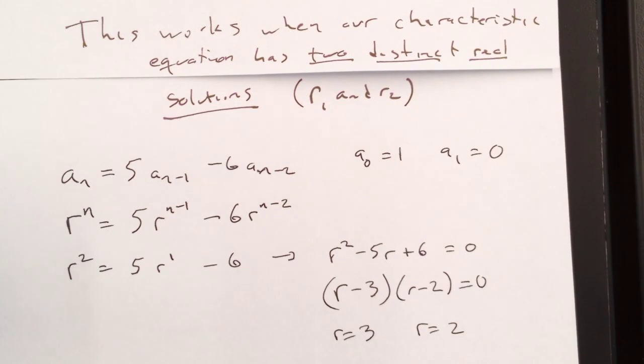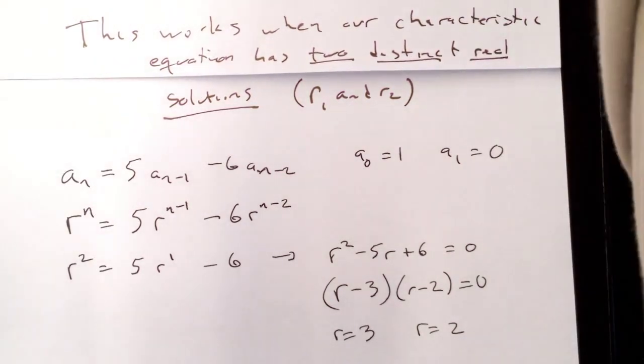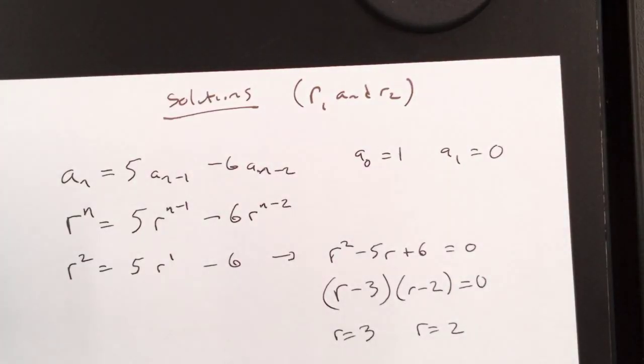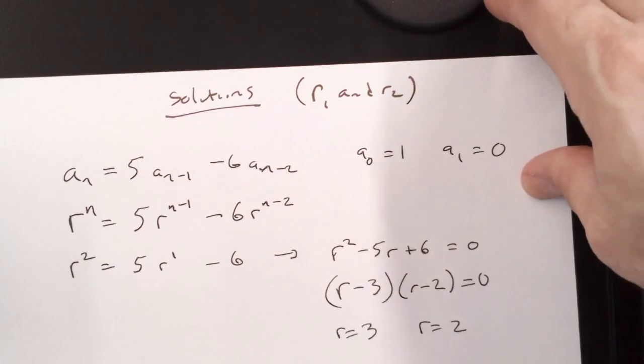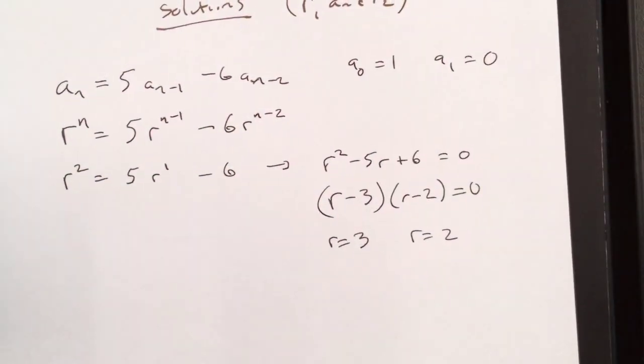I have two distinct real solutions. Great. R1 and R2. I don't care which is which. The only thing that's going to change, if you put them in a different order than I do, is which thing you call alpha 1 and which thing you call alpha 2. Nothing else will change. You will end up with the same answer. It just might be in the other order. So, those are my two values.